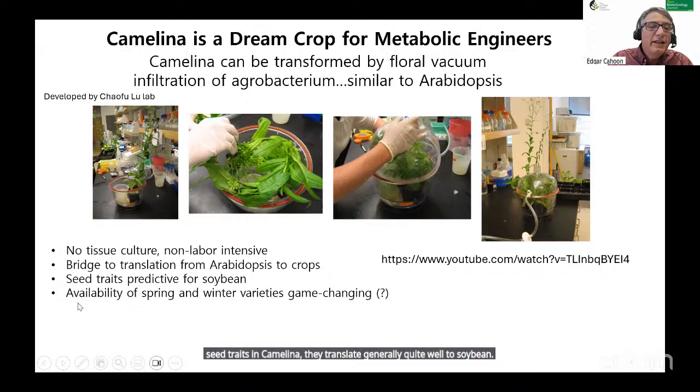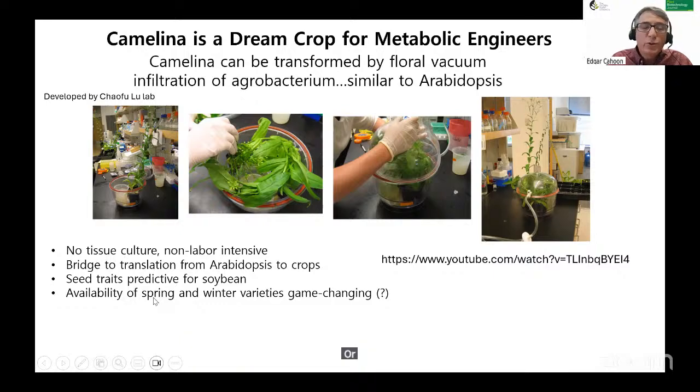And I think a lot of us are thinking that now there's availability of winter varieties, and we think having both of these may be game changing. So if you have a product, maybe you can produce it 2 times a year, both in the spring and winter varieties, or maybe grow soybeans in the spring and then come back with winter camelina that has your trait of interest. And if you're interested more in camelina transformation, we have a YouTube video that you're welcome to look at.